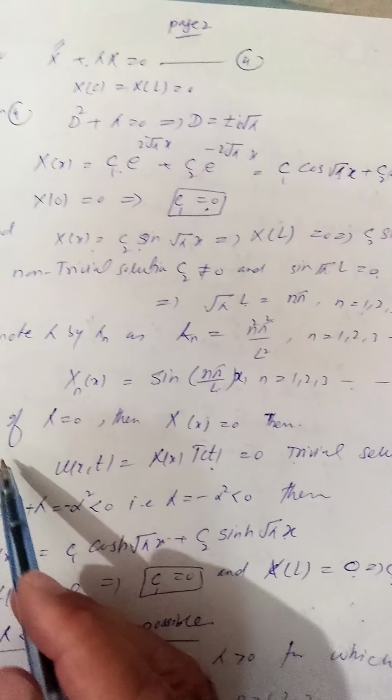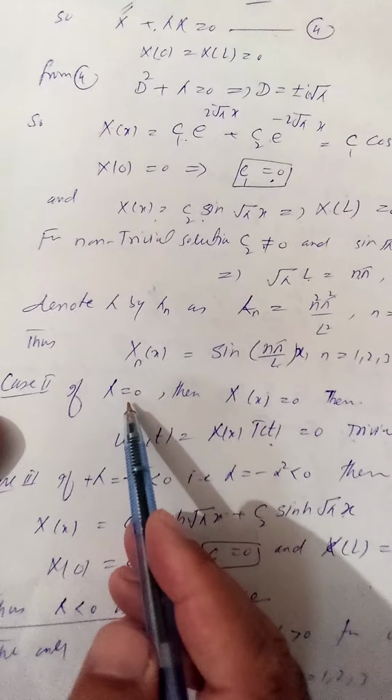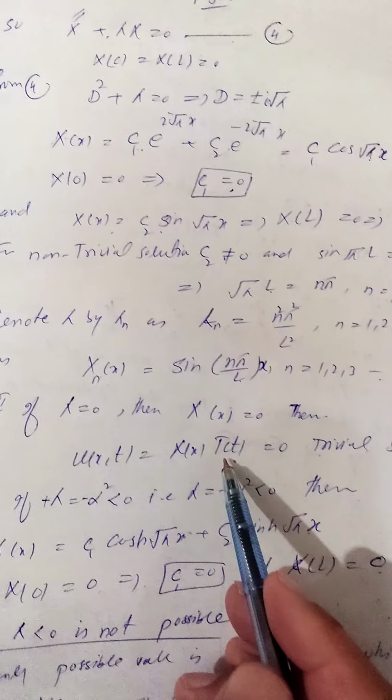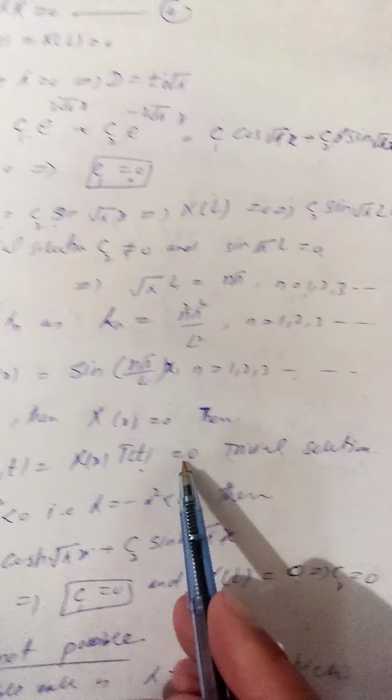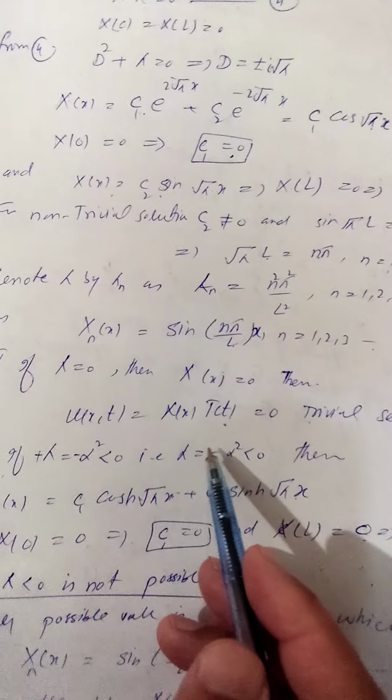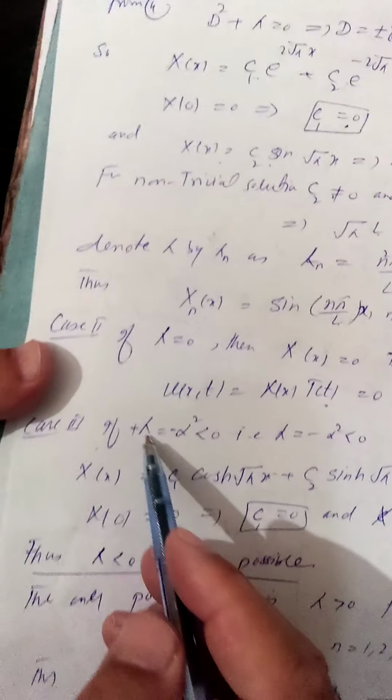Now if we discuss 2, 3 cases: if lambda is equal to 0, then X''(x) = 0, so u(x,t) = X(x)T(t) is equal to 0. It means that we get trivial solutions. But we are interested in non-trivial solutions.